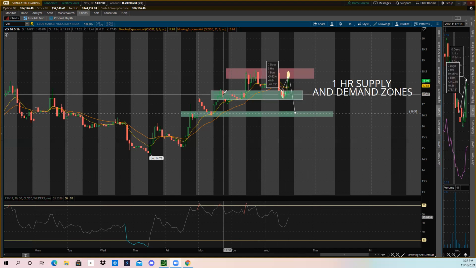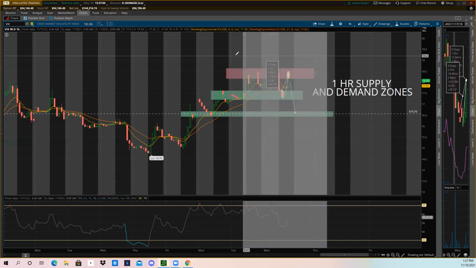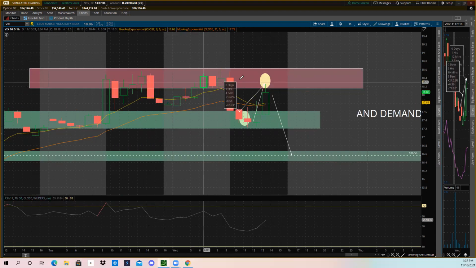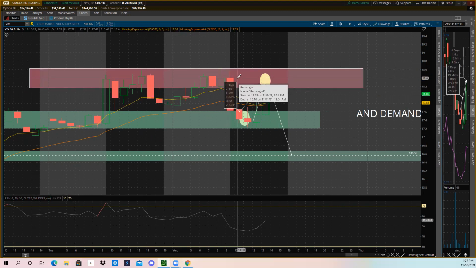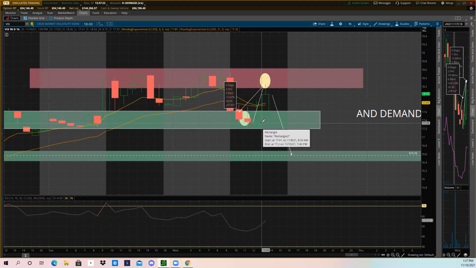So that is basically a demand zone, and then on top we have our supply zone. We'll zoom in a little bit more, so you can see once we've been above here, there's been kind of an agreement on the balance of the supply. And then once it gets below there, it starts dropping.